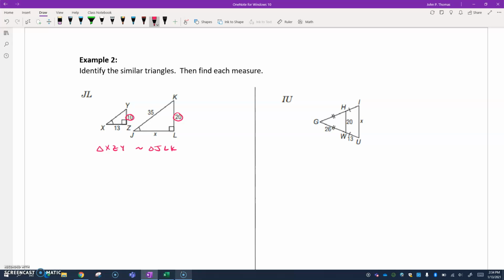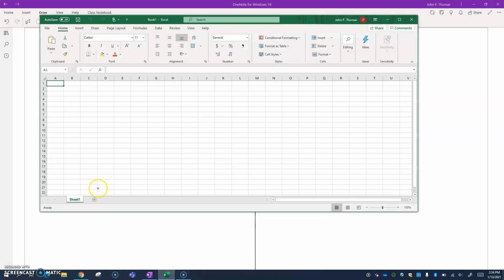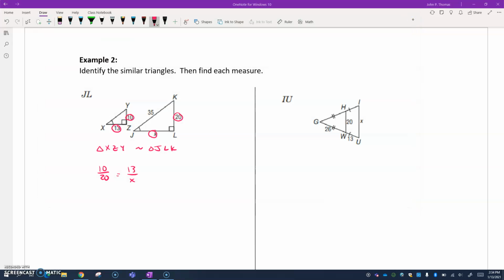All right, next thing I'm going to look for is the one that has the variable on it, which is the JL, and that corresponds to the 13. So when I set this up, I'm going to go from small triangle to big triangle or big to small, it doesn't matter. But the 10 corresponds to the 20, and the 13 corresponds to the x. All right, so if I cross multiply, I've got 10x equals 13 times 20. Divide both sides by 10, and I get x equals 26.